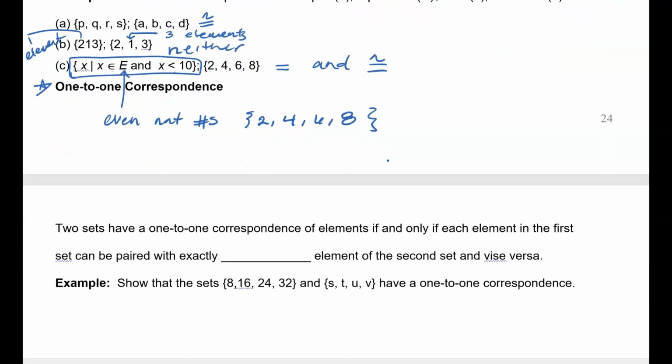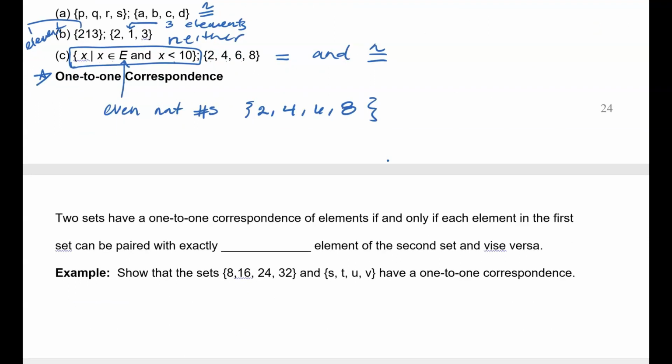I mentioned this, but let's just fill in the blank to be thorough. Two sets have one-to-one correspondence of elements if and only if each element in the first set can be paired with exactly 1 element of the second set and vice versa. So let's show that these two sets have a one-to-one correspondence. If you wanted to, you could leave them there and just use arrows, or you could actually write them right on top of each other like this, and then you can just match them up. So you could say, these match up, these match up, these match up, and these match up. So therefore, there's one-to-one correspondence.